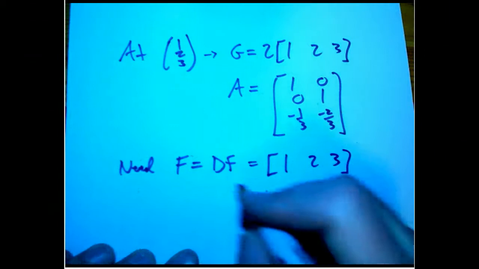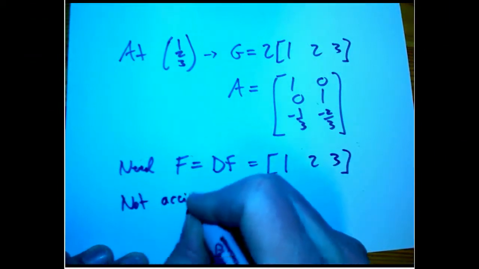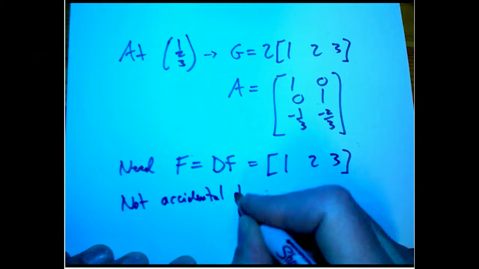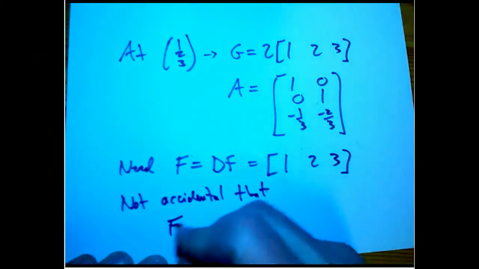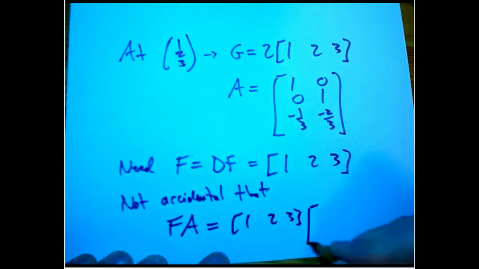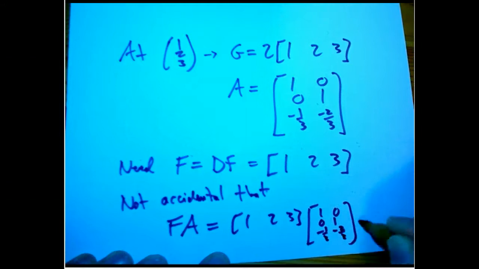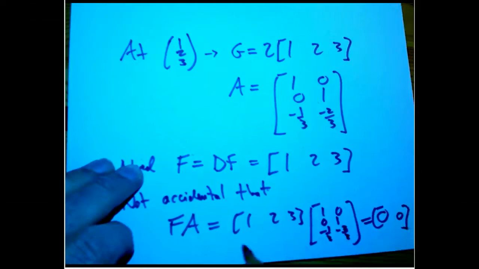I claim that it's not an accident, it's not accidental, that in fact f times a times this matrix, of course that's equal to 0 as well, the 0 matrix as well. Why is that happening? Why is that also the 0 matrix? Well, it's not just because I set up the example in a contrived way.